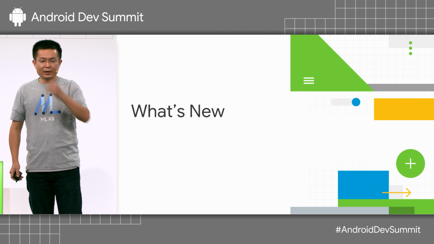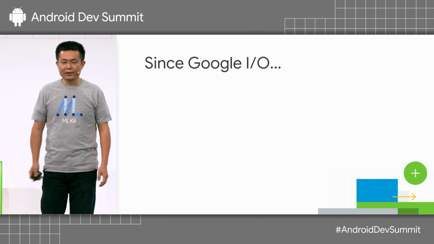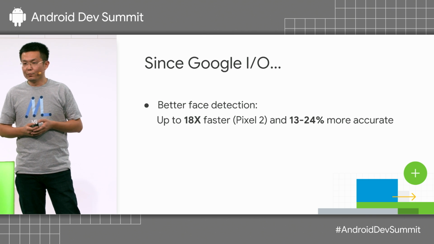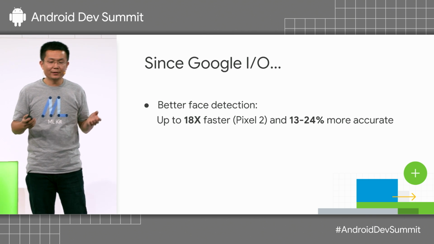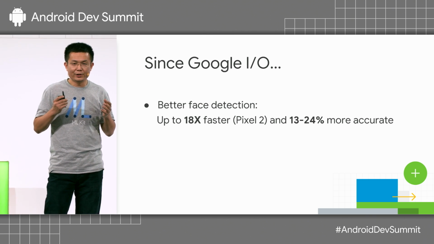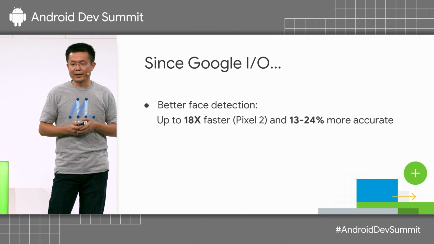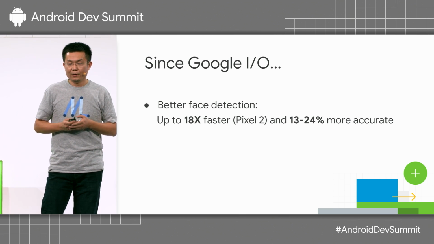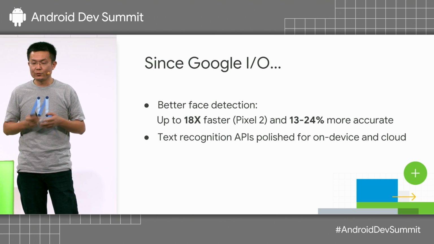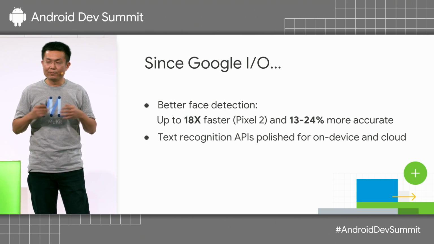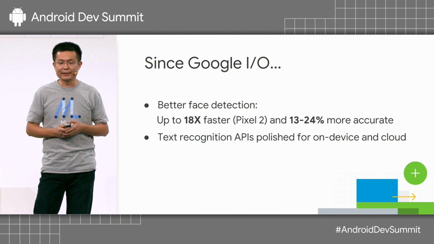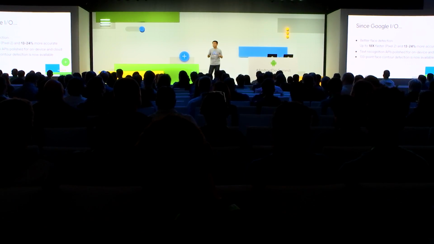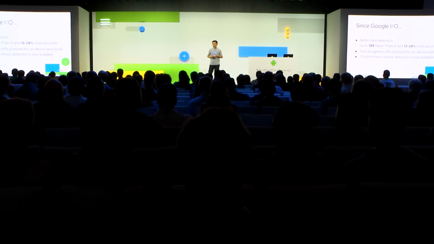Since ML Kit was launched 6 months ago at Google I/O, we have made several enhancements. First, we greatly enhanced our face detection models, which is now 18 times faster and 13 to 24% more accurate. We also polished our text recognition API by making them more streamlined and consistent across both on-device and the cloud. In addition, we launched 133-point face contour detection.